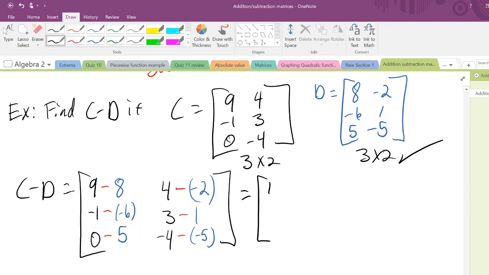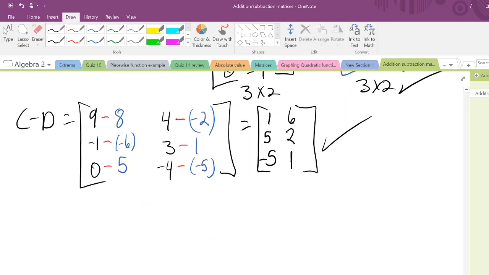1. 4 minus negative 2 turns into a positive 2, so 4 plus 2 is equal to 6. Alright, so negative 1 minus negative 6 is negative 1 plus 6, so that means it's going to be 5. And then 3 minus 1 is just 2. 0 minus 5 is negative 5. And negative 4 minus negative 5 means negative 4 plus 5, so that's just going to be 1. Okay, so that's it. Alright, it's the same thing for addition and subtraction.